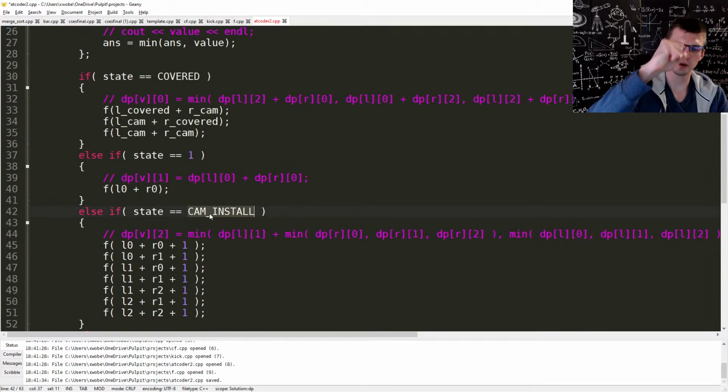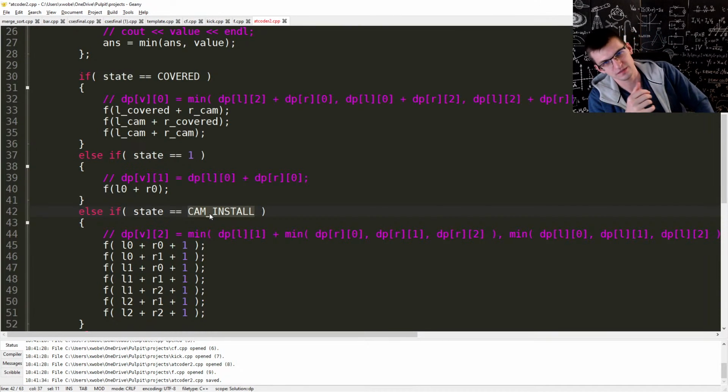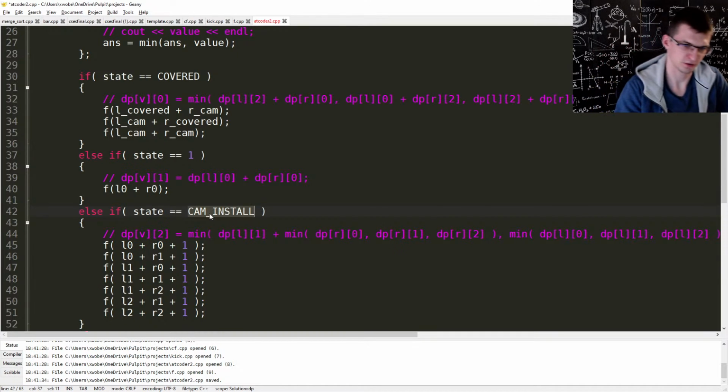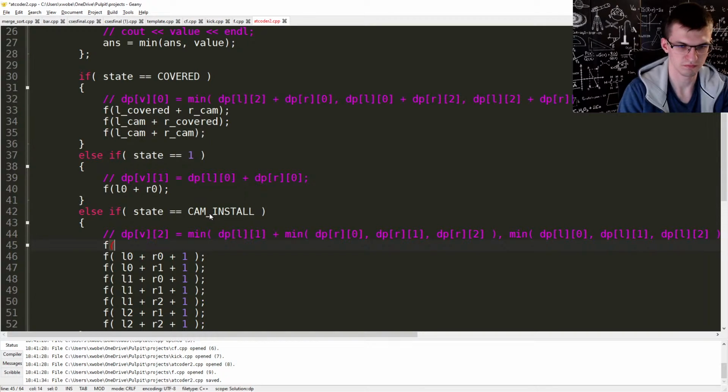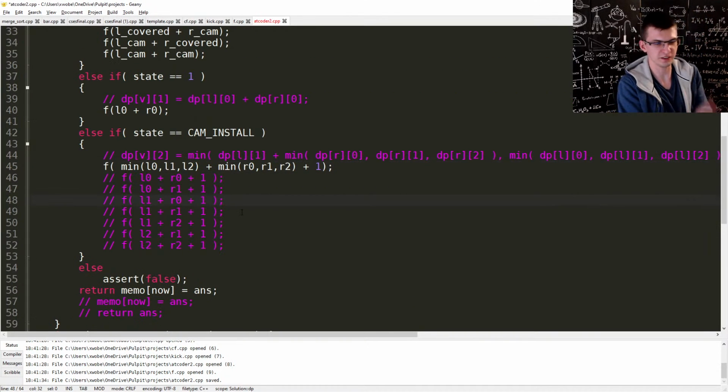If I want to install a camera here, then what does it mean? It means that my children can be whatever state. Like they can have a camera, they can need a camera from a parent, they can be covered, uncovered, anything. So you know what I will do? This. I allow my children to be anything.